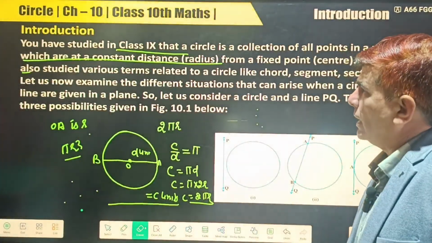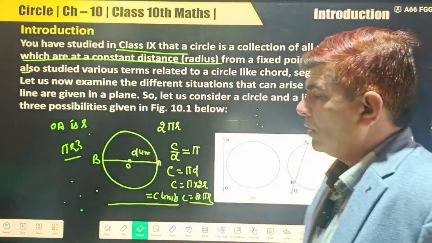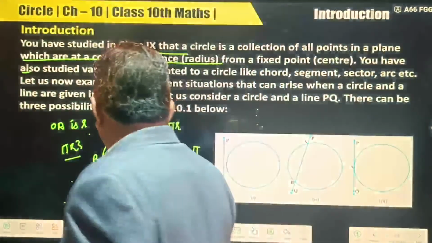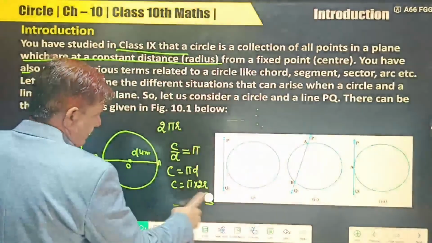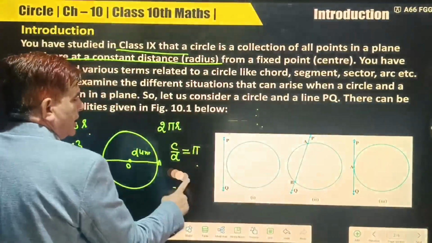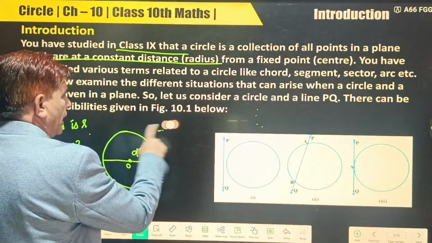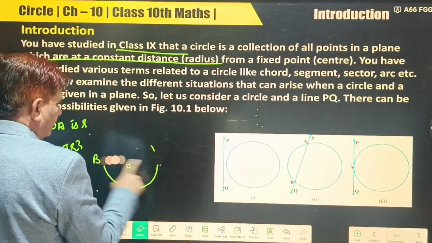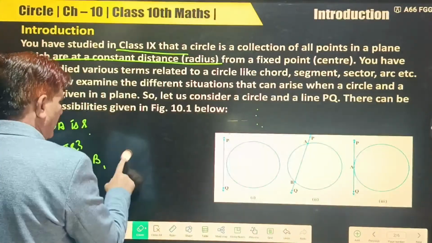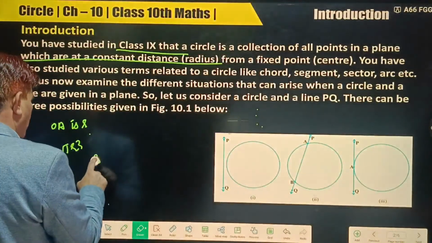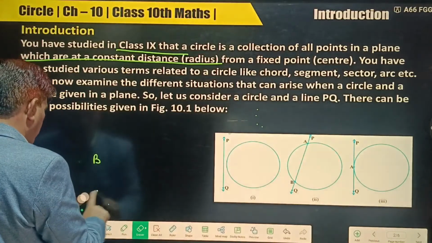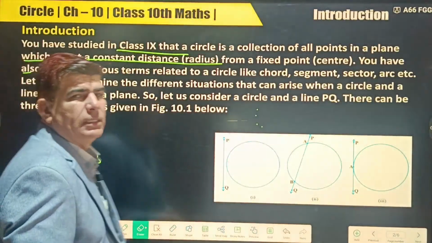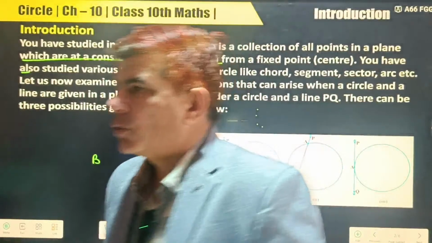You have also studied various terms related to a circle, like chord. What is a chord? A chord is a line segment which touches the circle at 2 points. How many points? 2 points.